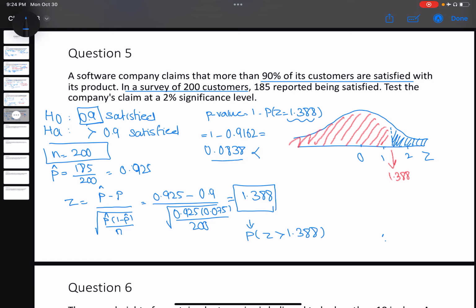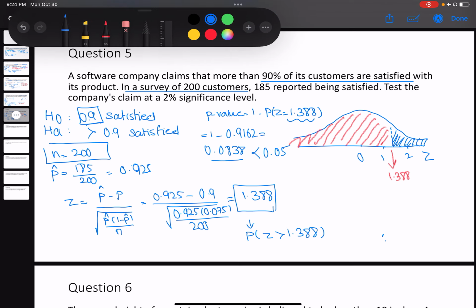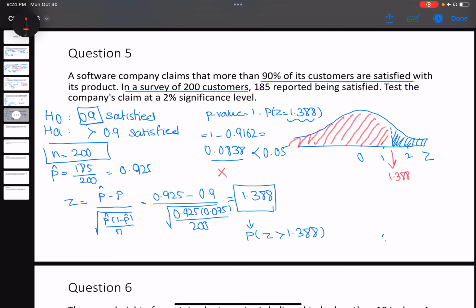This value is not less than the significance level of 5%. Therefore, here we failed to reject the null hypothesis. Therefore, we have evidence to support the alternative hypothesis, with more than 90% of customers being satisfied.